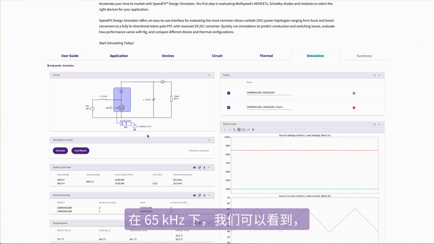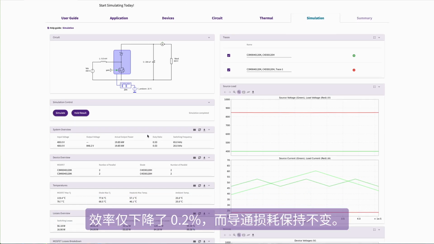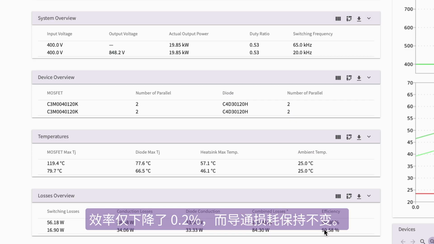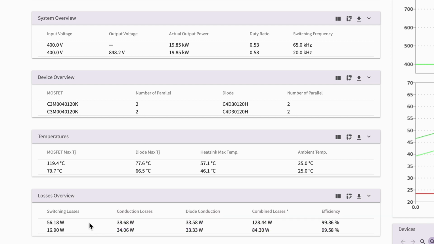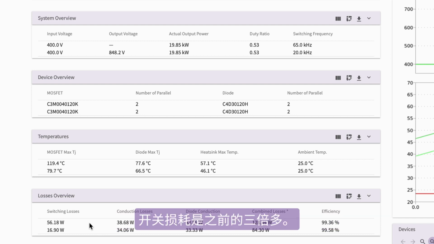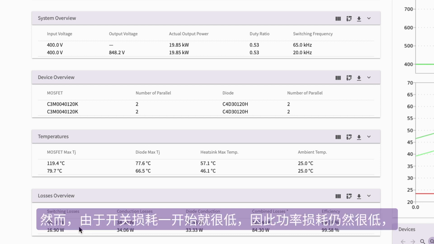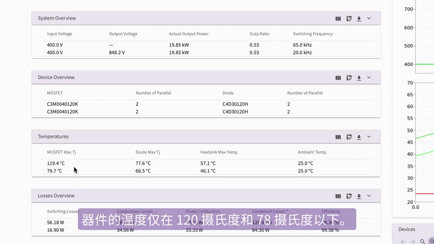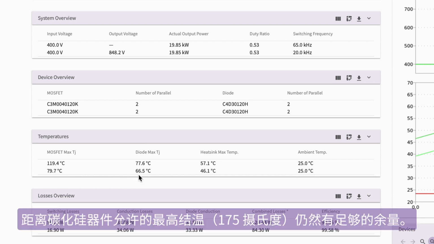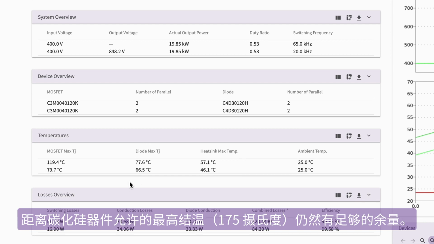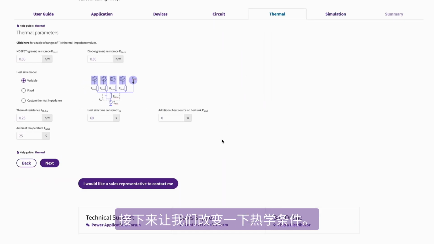At 65 kHz, we can see efficiency go down by only 0.2%. While the conduction loss remains the same, switching loss did triple. However, because the switching loss is so low to start with, the power loss is still low, and temperatures of the device only reach lower than 120 degrees C and 78 degrees C. Still have plenty of margin comparing to the maximum junction temperature allowed for silicon carbide devices, which is 175 degrees C.